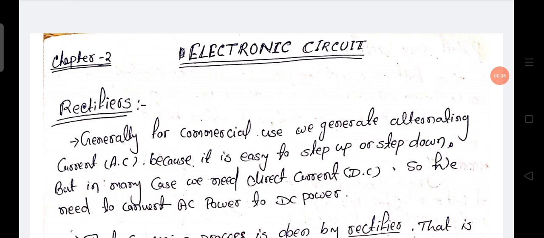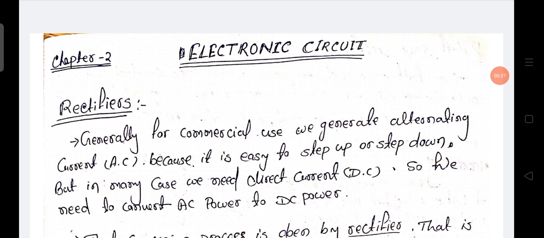In today's class, we are going to study chapter 2, which is electronic circuits. Chapter 1, which was electronic devices, is completed. From now, we are going to study chapter 2, which deals with electronic circuits. Our first electronic circuit is the rectifier.